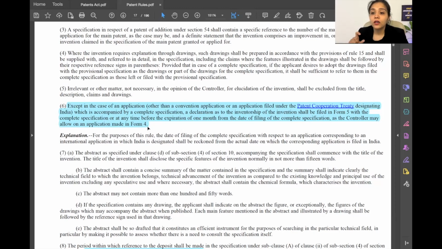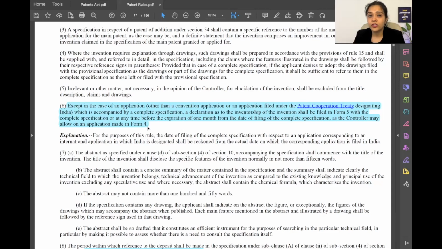So this is an important aspect. Why? Because ideally we should submit the declaration as to inventorship with the complete specification or whenever we file the application. In practice, we do generally file it with the provisional specification also, but if you have not done so, you can do it with the complete specification. And if you fail to do so, then you'll have to request the controller for an extension, and that request for extension is filed in form 4.